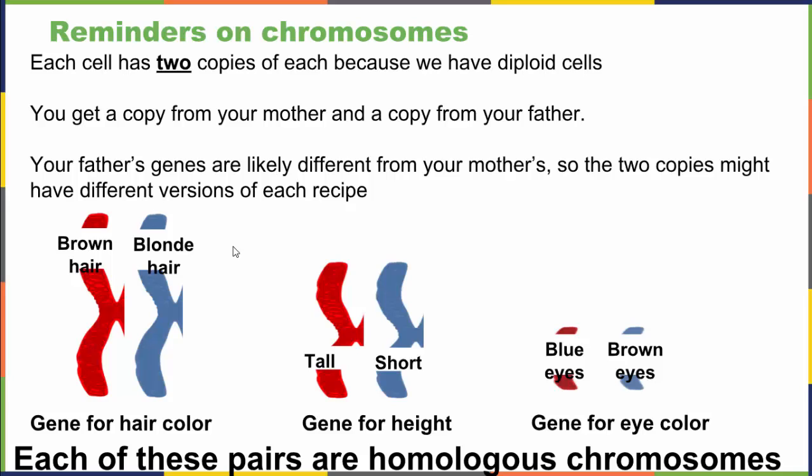So in each of these pairs that we see here, the red and the blue paired together, those are homologous chromosomes. The first part of the word, homo, means same, because they are the same chromosome length. They have the same recipes, they just might have different versions. So that leftmost one, those are homologous chromosomes for chromosome 1. One has brown hair as the hair recipe, one has blonde hair as the hair recipe. So homologous chromosomes are the mother version and the father version of the same length of chromosome.